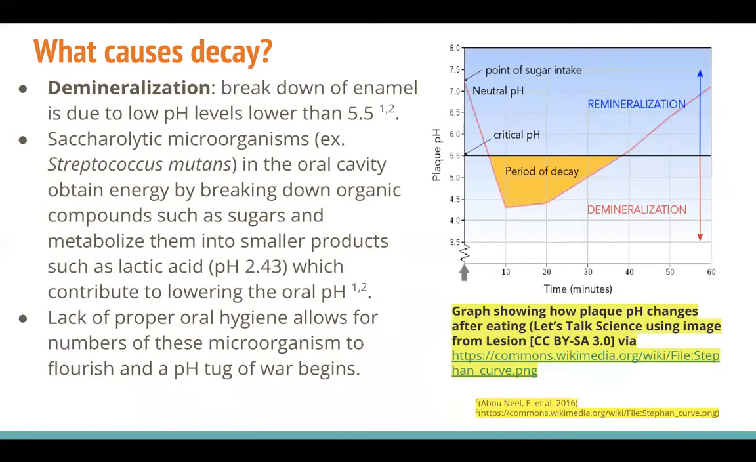So what causes decay? Decay is caused by demineralization when reaching a critical pH level lower than 5.5. This is caused by bacteria breaking down organic compounds such as sugars into acidic compounds such as lactic acid. The lack of proper oral hygiene allows numbers of these microorganisms to flourish.